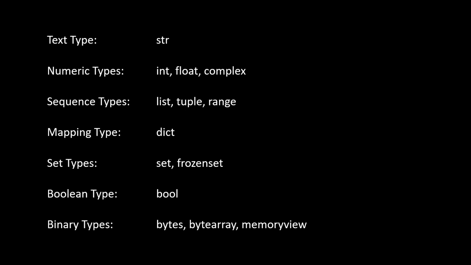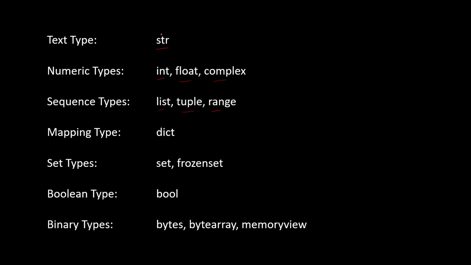Let's see the data types available in Python. So this is the list of inbuilt data types available in Python. The first one, if you see, is the string, which is available in almost all programming languages. The second one is numeric types: integer, float, or complex numbers. The third one is a sequence type, which is list, tuple, and range.